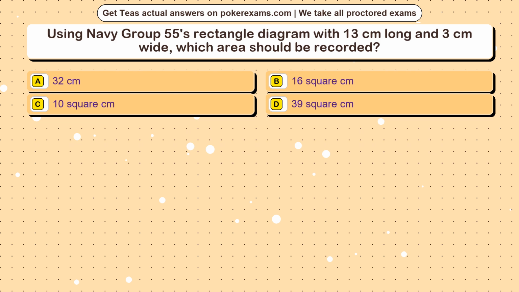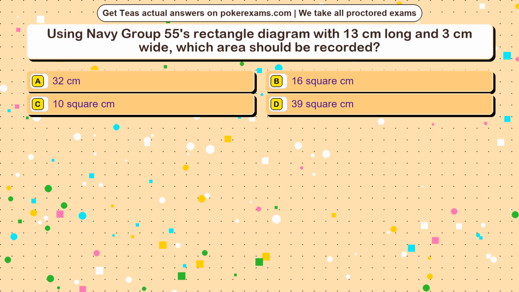Question 10. Using Navy Group 55's rectangle diagram with 13 centimeters long and 3 centimeters wide, which area should be recorded? Option A, 32 centimeters. Option B, 16 square cm. Option C, 10 square cm. Option D, 39 square cm.